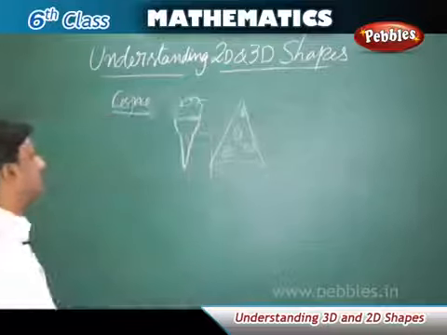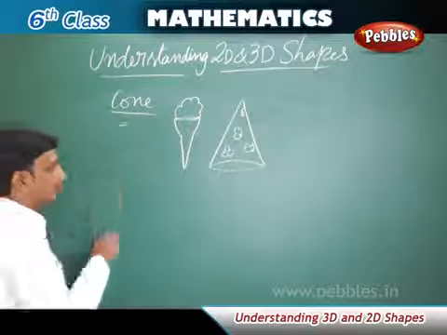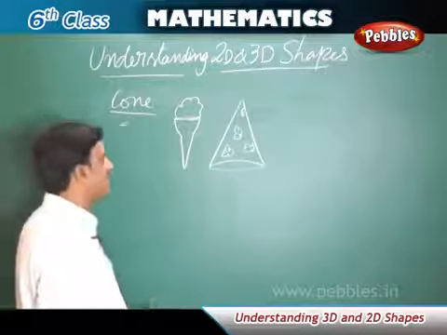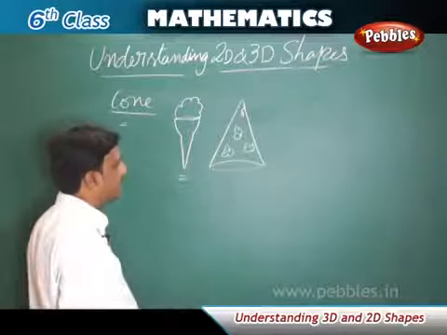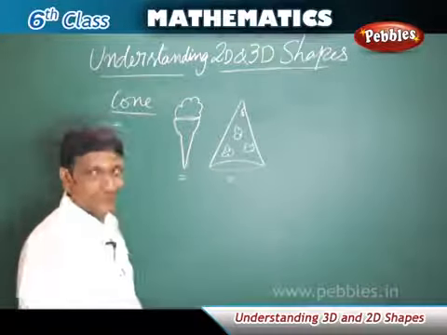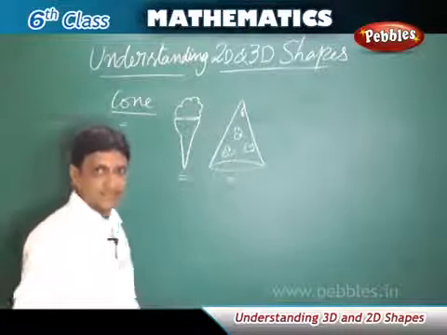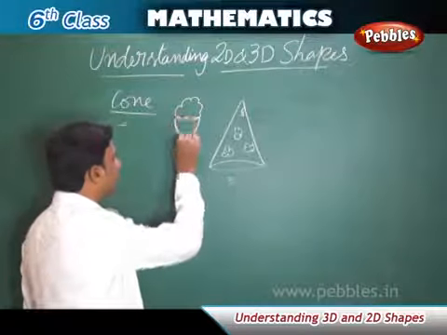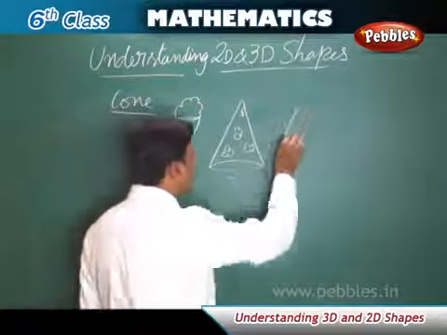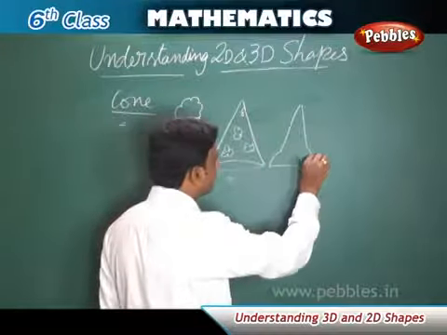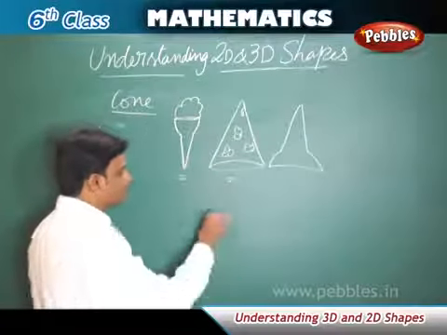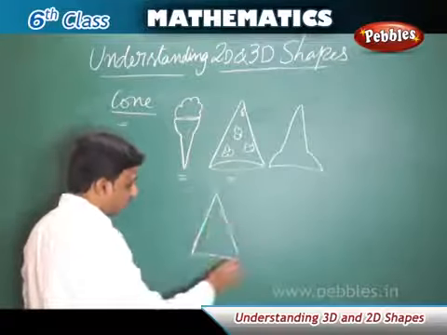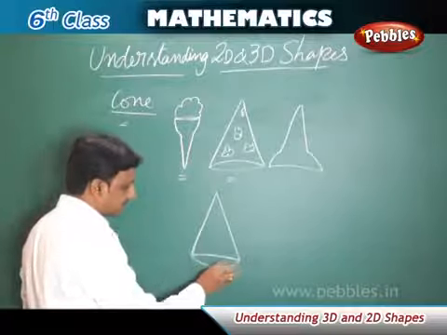Now let us learn about another 3D shape, the cone. In our daily life, we see objects like an ice cream and a birthday cap. These two are in cone shape. Basically, this birthday cap is in cone shape, and if you see this ice cream cone, if you invert it, it gets into this cone shape. So a cone has a circular base.